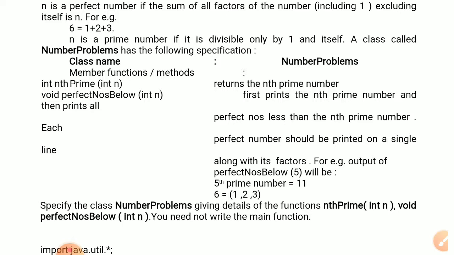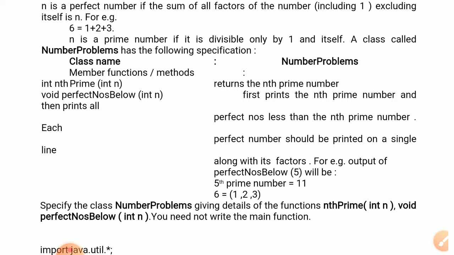And another type of number is given, the prime number also. The prime number is divisible by 1 and itself. The question says there is a class called number problem and there is a function which is calculating the nth prime. It means if you say 5, what is the fifth prime number? First prime number is 2, second is 3, third is 5, fourth is 7, fifth prime number is 11. If we pass input 5 to this function, it will return 11.